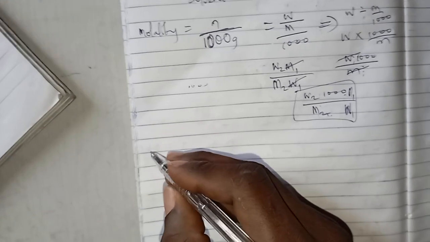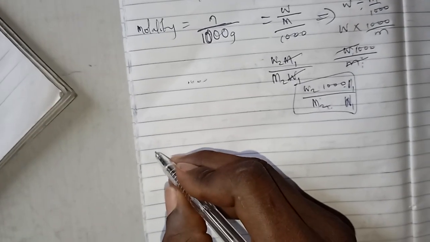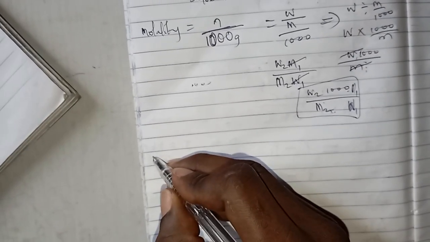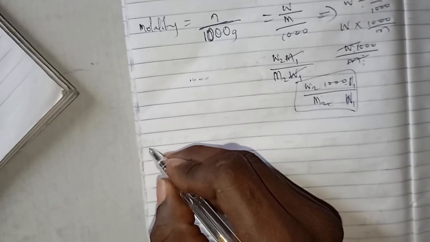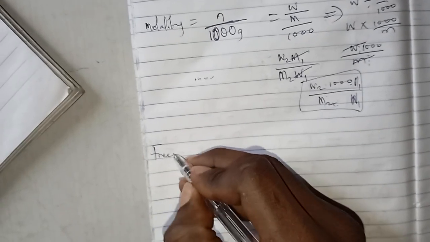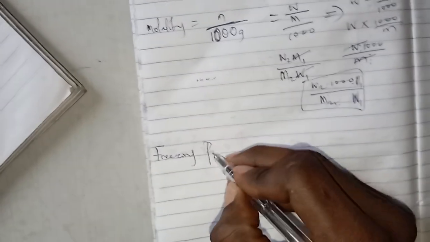Still the same thing. So let's move to the next one. We've not started solving questions. This is just to get you to be aware of the 4 colligative properties. So the 4th one is what we call freezing point depression.